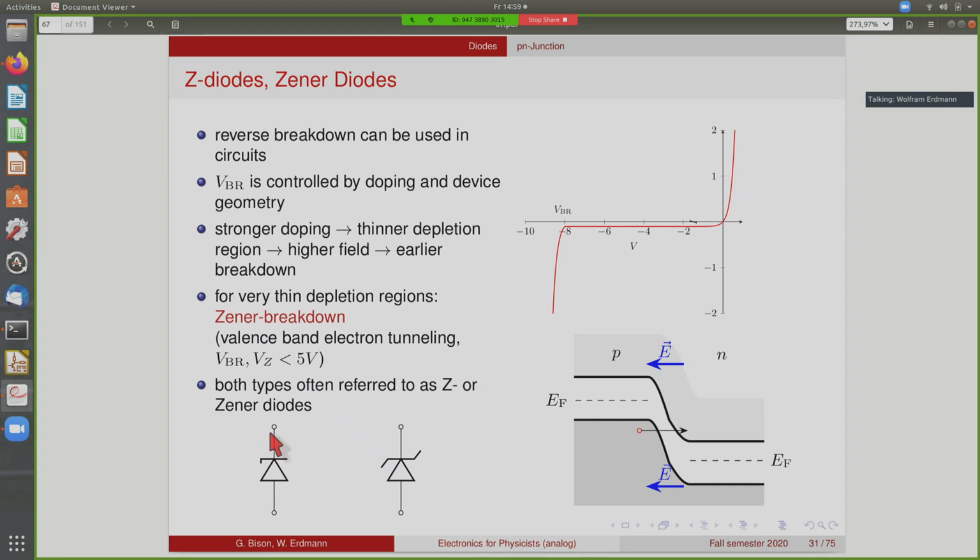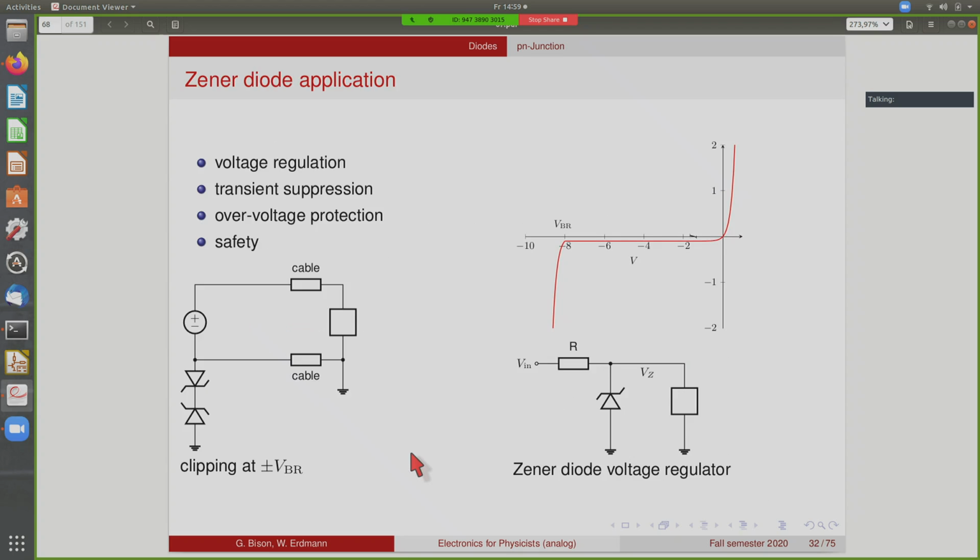Actually, both types, so the Zener diodes and the avalanche breakdown diodes, are usually called Z or Zener diodes. And the symbol that is used for these diodes is like this or this. So it looks slightly different from the normal diode, although in principle they are normal diodes, but they're meant to be used in the breakdown mode. Let's see how this can be used.